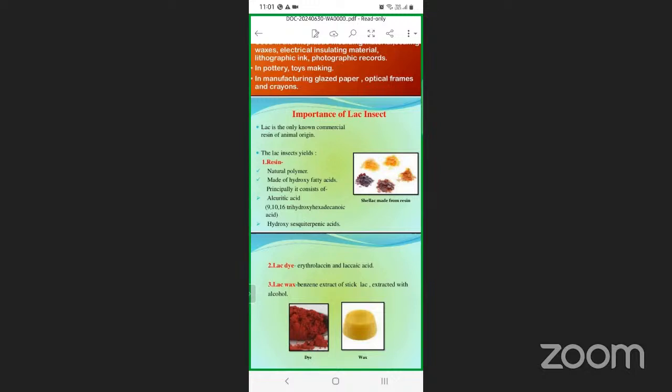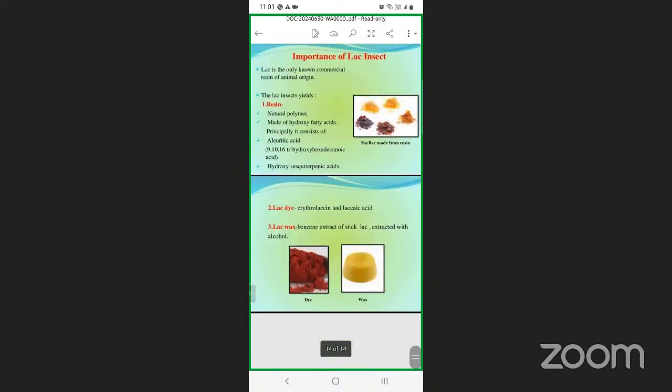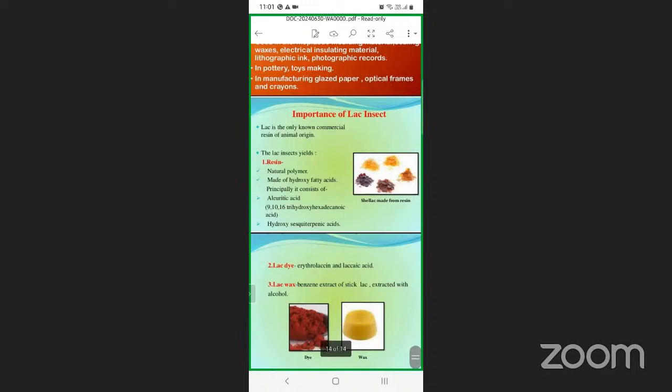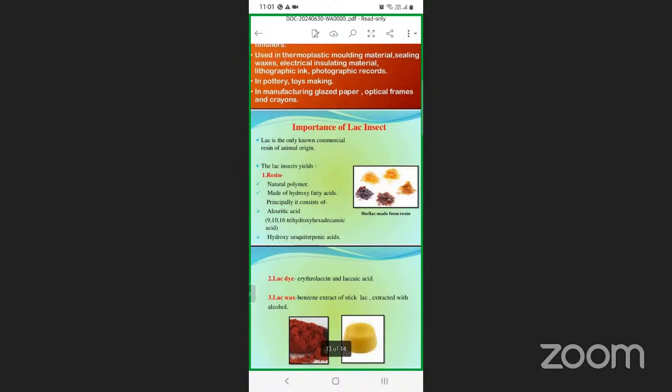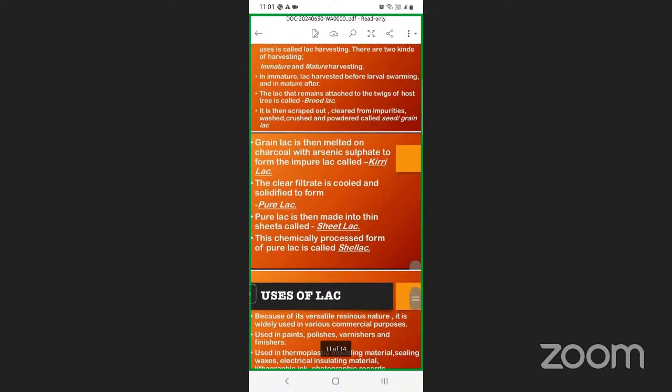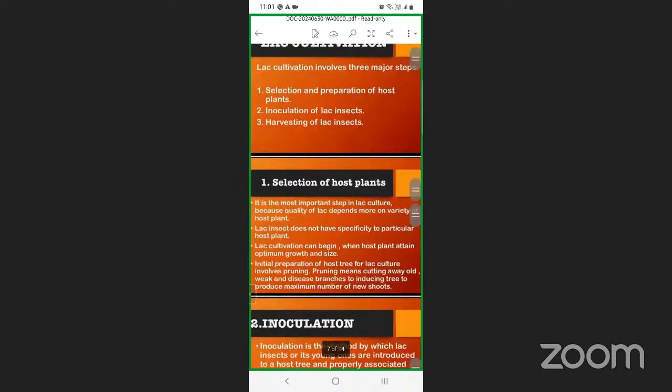And we also see the lac dye, which consists of erythrolaccin and laccaic acid. We also see the lac wax, a benzene extract of stick lac extracted with alcohol. So these many types of natures we see in them.